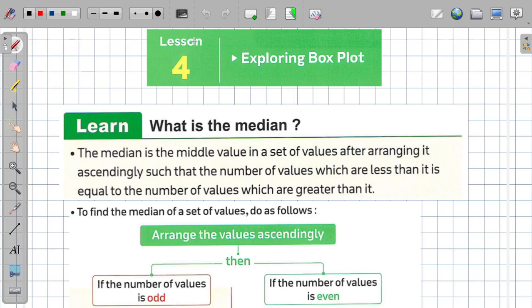The first thing about our lesson today is what is the meaning of median. The median here is the middle value in a set of values after arranging it ascendingly, such that the number of values which are less than it is equal to the number of values which are greater than it. Okay, again, the median is the middle value of any set of values. We arrange it first, and after arranging it, we search for the number that is in the middle, where the number of values less than this number is equal to the number of values which are greater than that number.